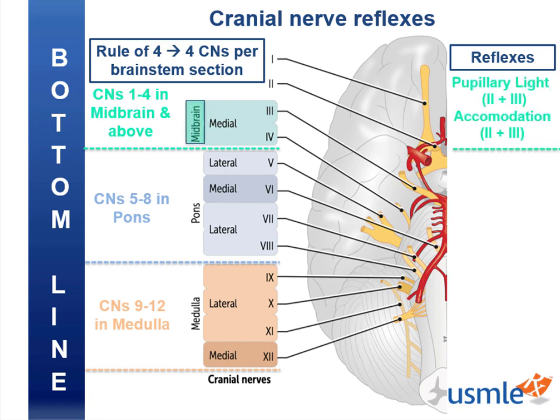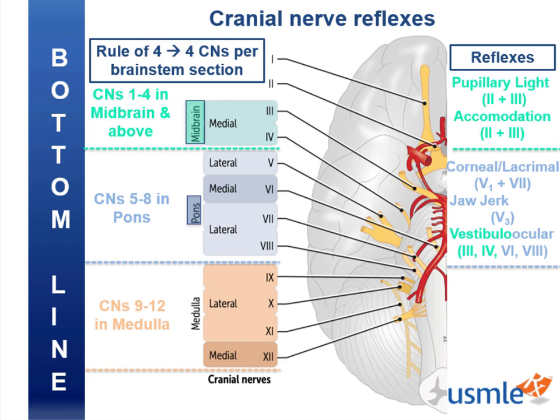For the midbrain, assess the pupillary light and accommodation reflexes that involve cranial nerves 2 and 3. For the pons, assess 4 reflexes: the corneal and lacrimal reflexes that use the V1 branch of cranial nerve 5 and cranial nerve 7 or the facial nerve, the jaw jerk reflex, which uses the V3 branch of the trigeminal nerve, and the vestibulo-ocular reflex, which involves cranial nerves 3 and 4 in the midbrain, along with cranial nerves 6 and 8 in the pons.